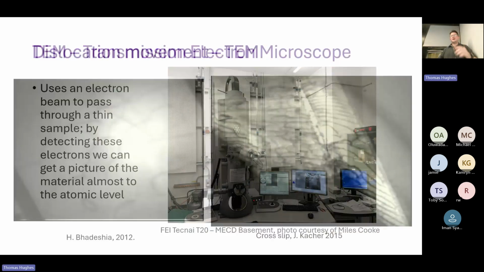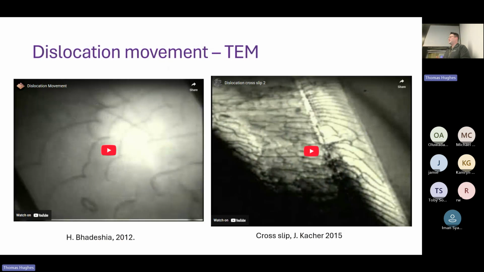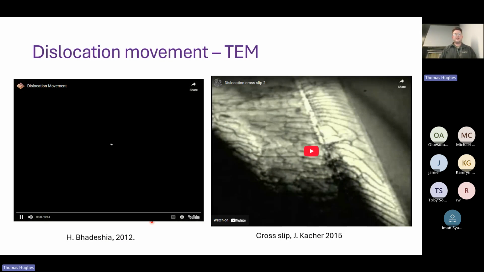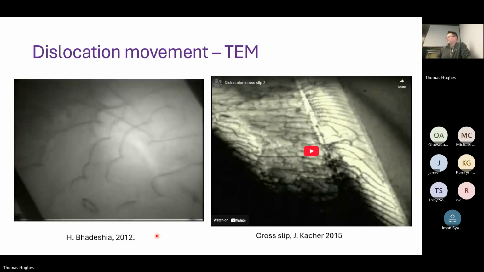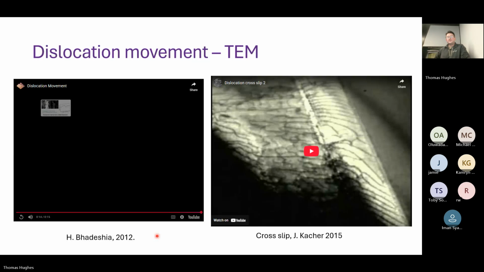I'm going to show you some videos of dislocation movement. Don't worry if you don't understand them too much. We're sort of breezing over a lot of material science here. So this is one from Harry Badisha. Those black lines are your dislocations. And even though it's not very focused on this one, because it's over 10 years ago, you can see them moving around as this material is being deformed.